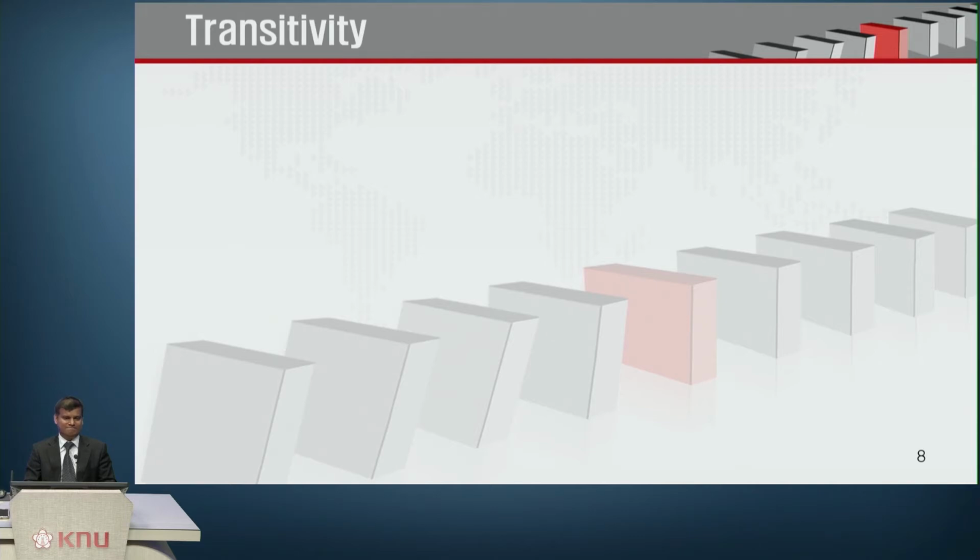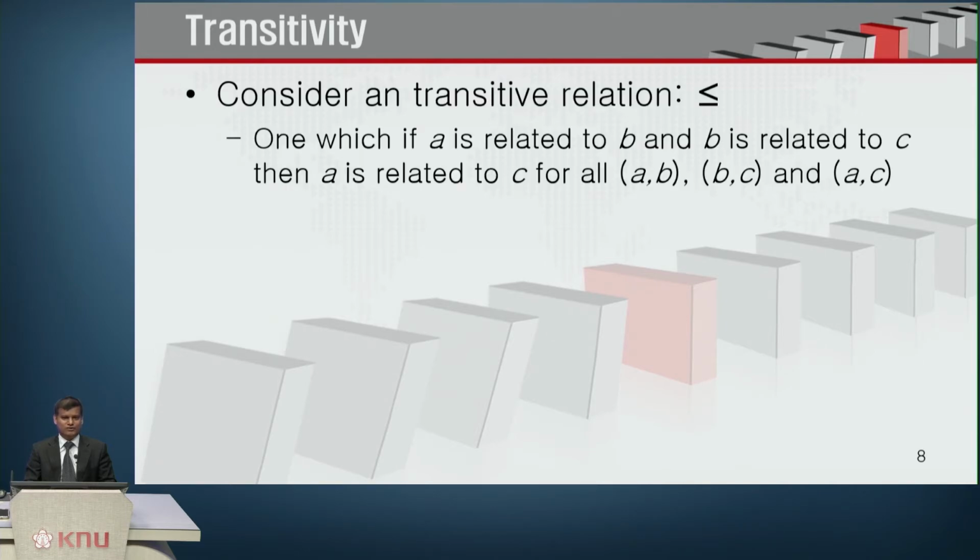Transitivity, like less than or equal to: if A is related to B and B is related to C, then A is related to C for all A, B, C.